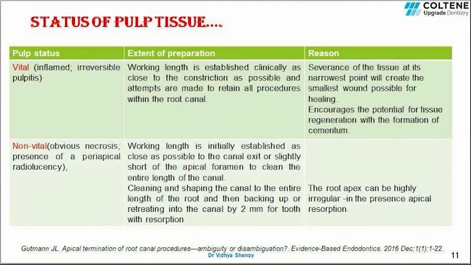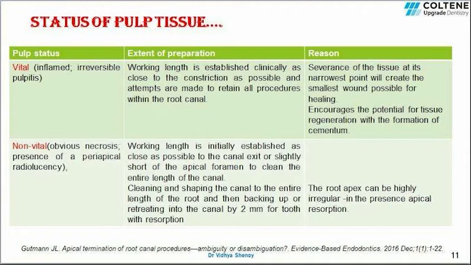In case of a non-vital tooth with pulpal necrosis or presence of periapical radiolucency, working length is established as close to the canal exit or slightly short of the apical foramen. This is done to clean the entire length of the canal so that we remove as much bacteria as possible and all the substrates that can encourage bacterial regrowth are removed.